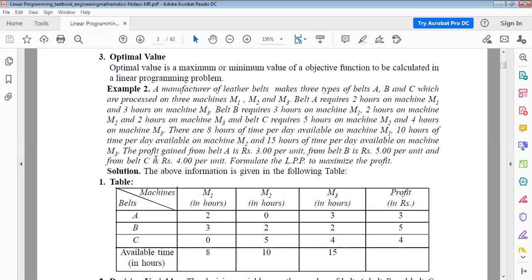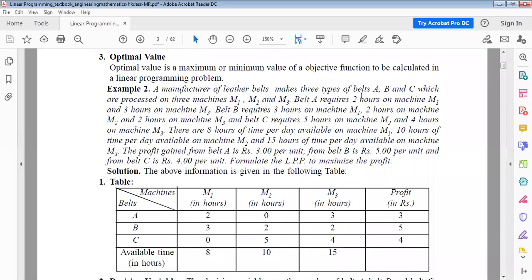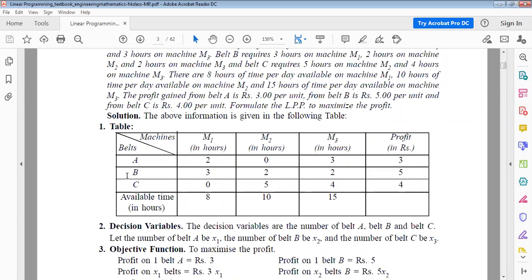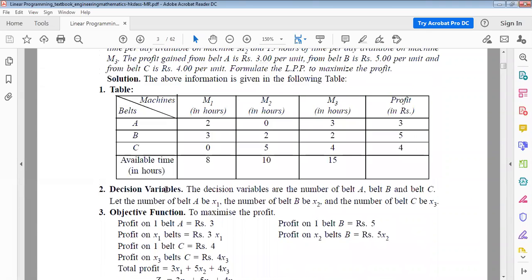So the profit gained from belt A is 3 taka per unit. Belt A gives 3 taka profit, belt B 5 taka, and belt C 4 taka. Understand? So now we have to formulate the linear programming problem to maximize the profit. After reading this question, we have formulated this table.